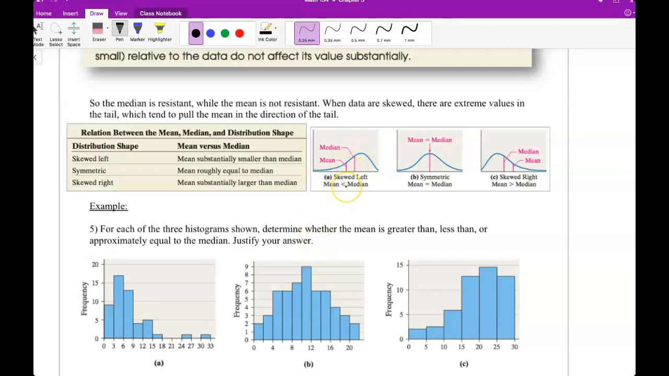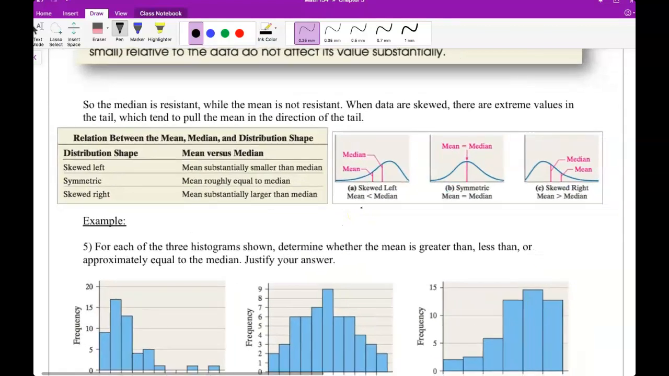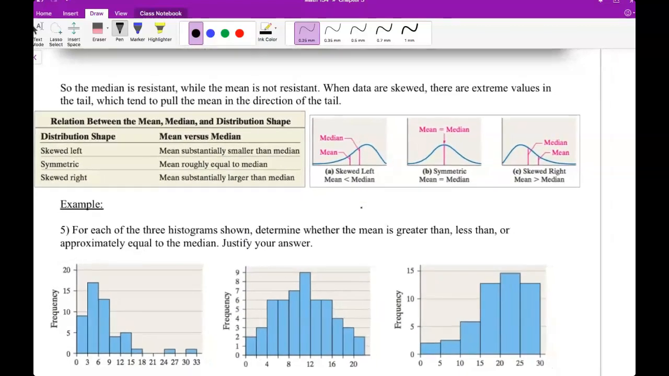Okay, here again we have symmetric, skewed left, and skewed right. Skewed left means the left tail is longer than what we have on the right. Then symmetric is bell-shaped, so the mean is equal to the median. And here is skewed right, which means the right tail is longer than what we have on the left.